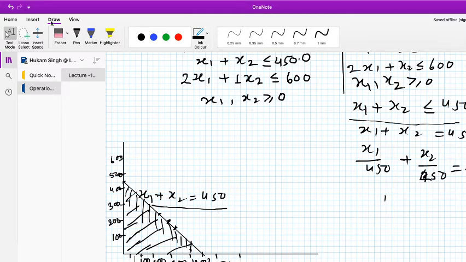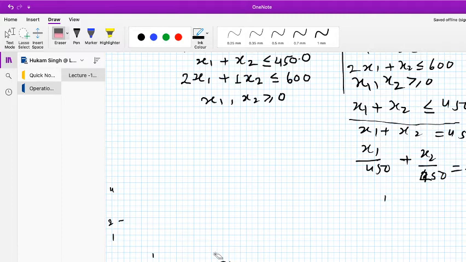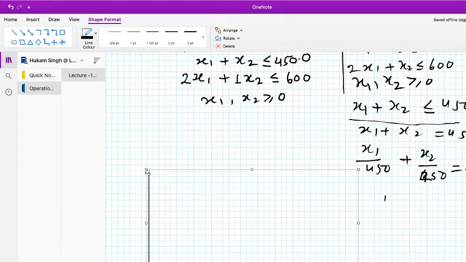Okay, so let me remove this for a clear understanding, and let me plot this once again for better understanding. So initially we're going to insert the axes. So these are the axes.